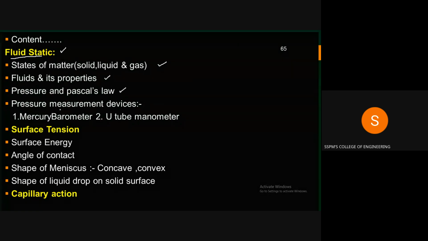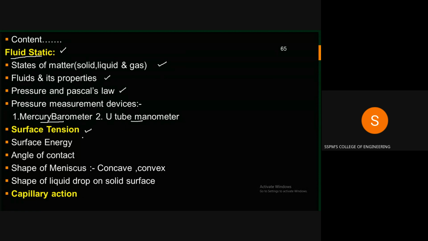And next we have the pressure measurement devices. We have two devices: one is the mercury barometer and the second is the U-tube manometer. Okay, so this is about fluid statics. The second important concept in chapter 2 is surface tension.